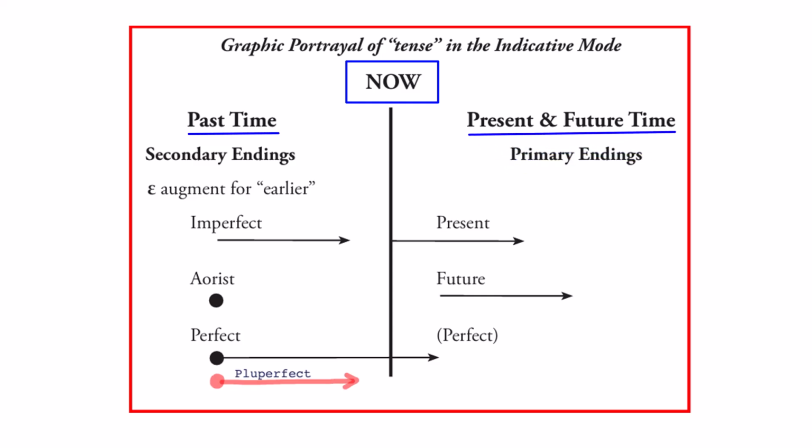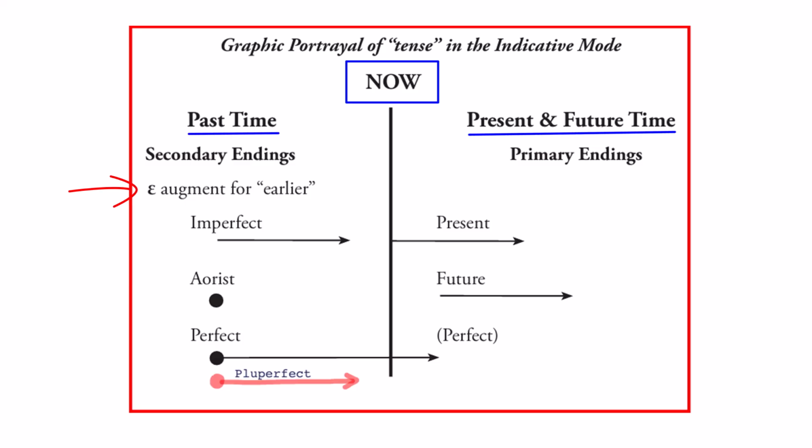This means that Greek tenses are not just about the time, but about how action is viewed. Also notice that secondary endings add the e augment. We're going to go into details on this in Greek 2, but the e augment signals to the reader that the verb you're looking at shows action that happened earlier in the past.